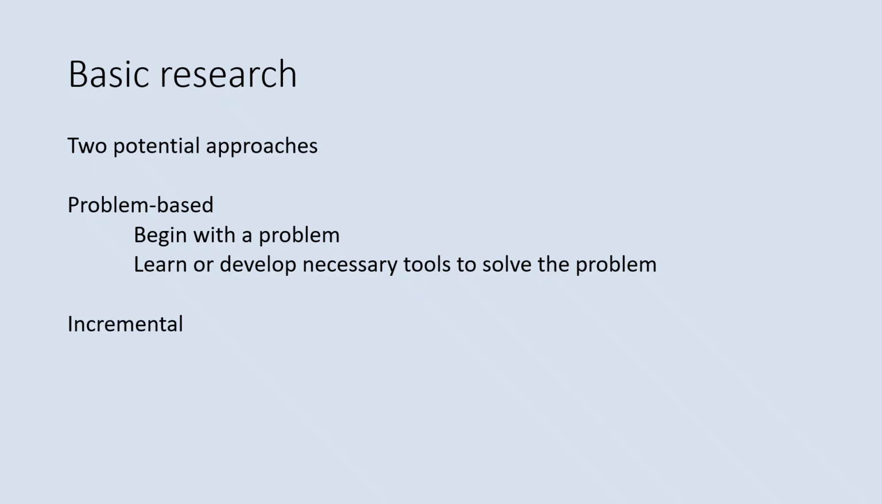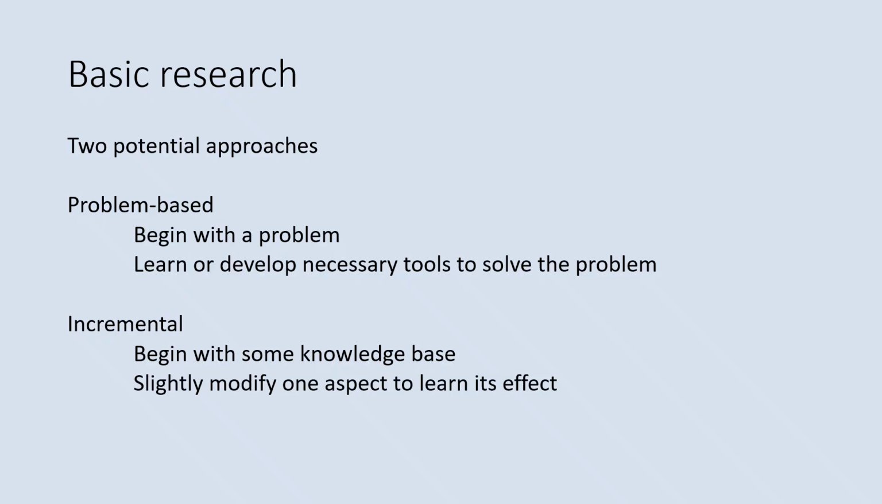There's another approach called an incremental approach. And this one starts off even more basic. We begin with something that we know, some knowledge base, and slightly modify one aspect of something. We learn its effect, and we figure out what happens when that thing gets changed, and then we repeat the process. We change that thing again a little bit more, or we change something else, very slowly making modifications, exploring the meaning and the result of those modifications.